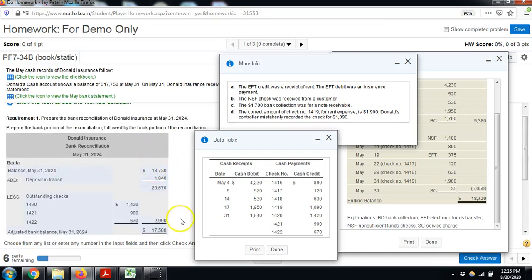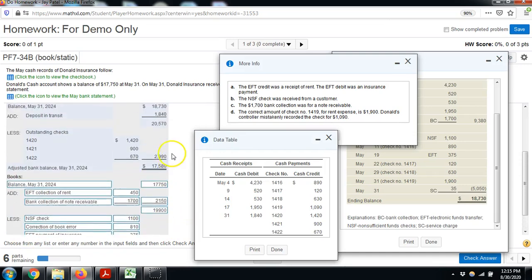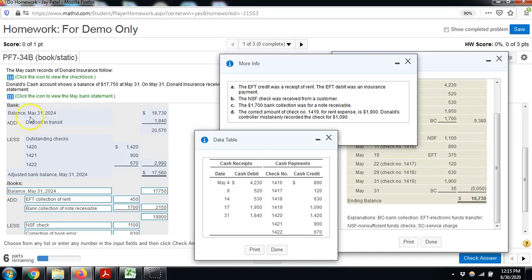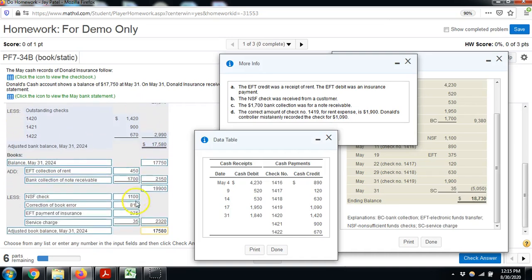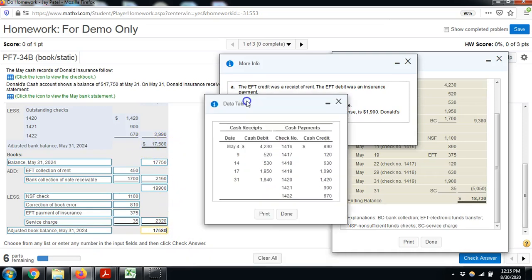We're starting in different places, but at the end, when we adjust for what's in the accounting books but not in the bank statement, and we adjust the book for what's in the bank statement but not in the accounting books, we should arrive to the same destination.